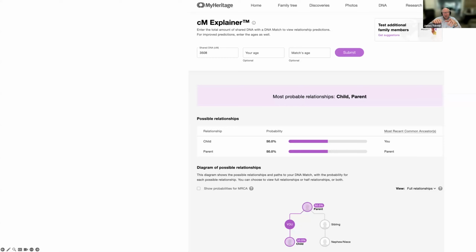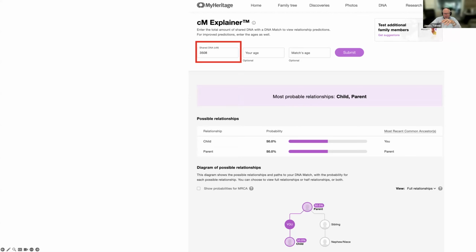When you put in your centimorgan value, and there are abundant instructions on the MyHeritage website, on their education site, and now on their wiki site about how this works, and there are webinars and videos and all sorts of things specifically about the CMN, the centimorgan explainers. When you put the number in along with your age and your match's age, it will show you the percentage probability of how you're related to that person.